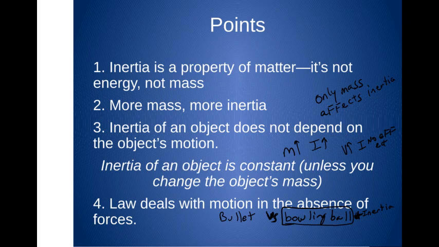Well, a bullet has very little mass, so it is easy to change its motion. A bowling ball has a lot of mass, so it's harder to deflect it or harder to change its motion. Now, I know some of you are thinking, well, the bullet can go right through you. That's true, but that's because of its aerodynamics and how it's made. Okay, so if there's any questions on inertia, please let me know.